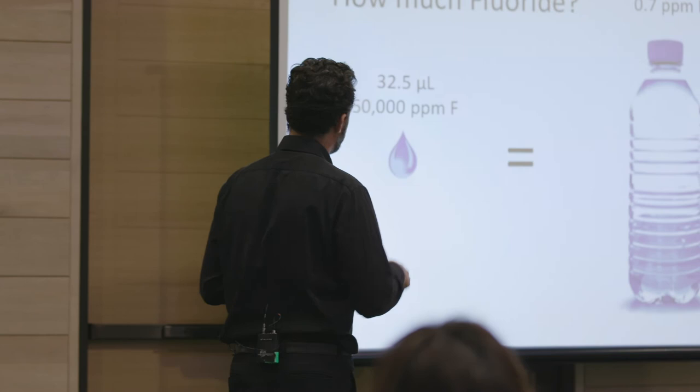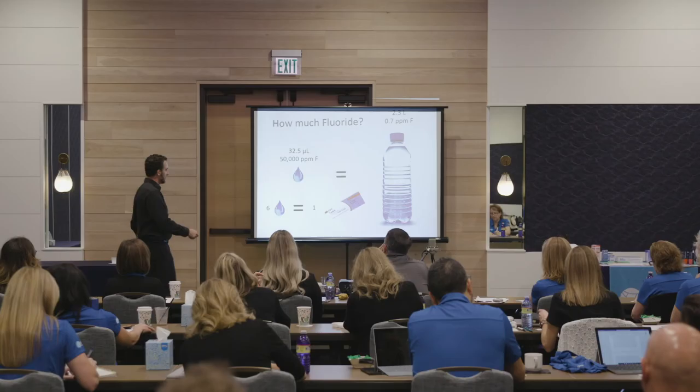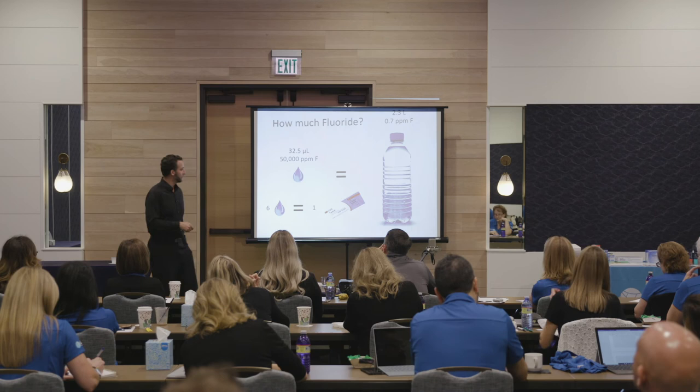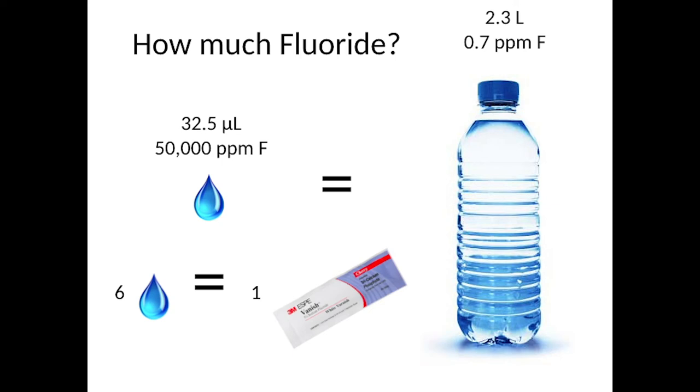With that explanation, I think a lot more people have a better understanding of what exposure is going on and choose to proceed. If you look at a typical fluoride varnish packet, that packet has 6 times as much fluoride as 1 drop of silver fluoride. So you need 6 drops of silver fluoride to get as much fluoride as a packet of fluoride varnish. Okay, so that's a sense of how much is in there.